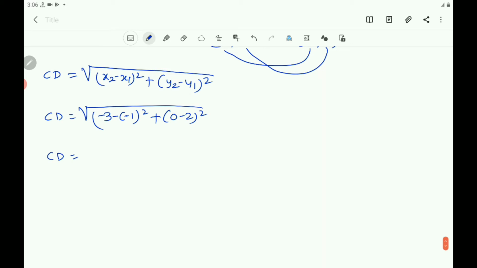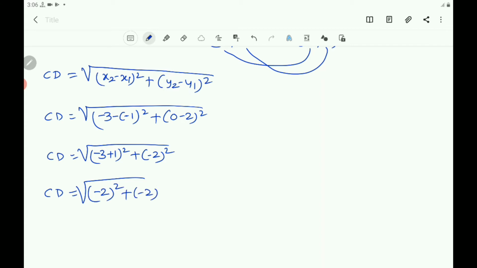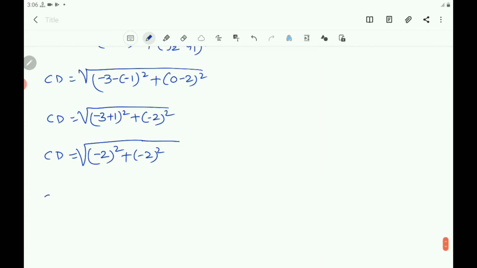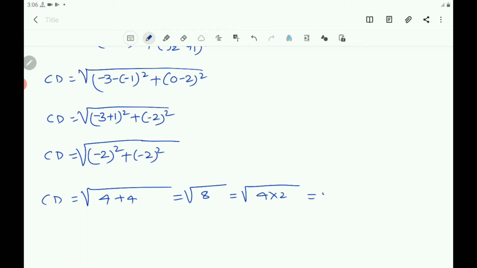So CD equals square root of minus 3 minus of minus 1, plus 1 whole square plus 0 minus 2 is minus 2 whole square. Then CD equals minus 3 plus 1 is minus 2 whole square plus minus 2 whole square. Then CD is, you got 2 square is 4 plus 2 square is also 4. Again you got root 8 which is equal to square root of 4 into 2 equals 2 root 2. That is the third one.